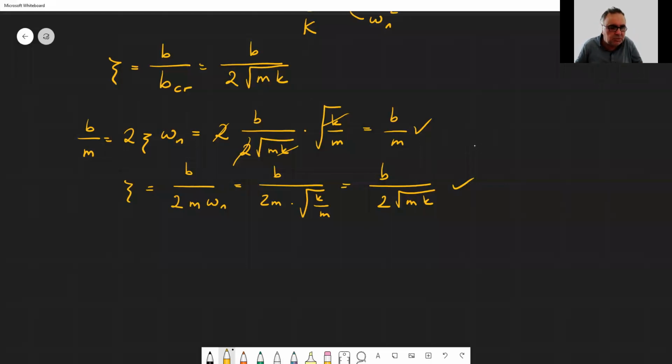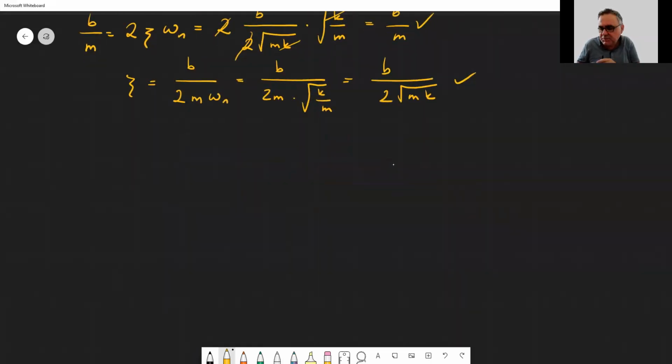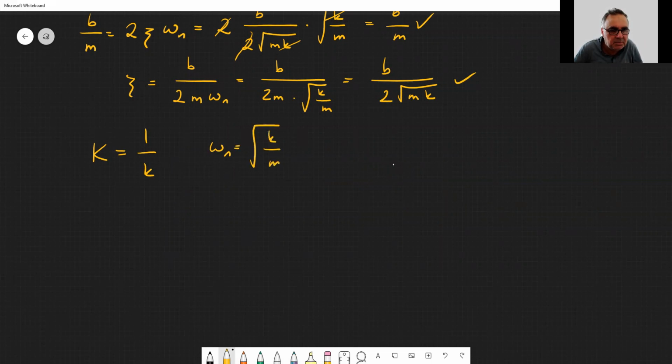So in short, our parameters for a mechanical system are: the steady state gain is 1 over the spring constant. The natural frequency is root k over m. And the damping ratio is b over 2 root mk.